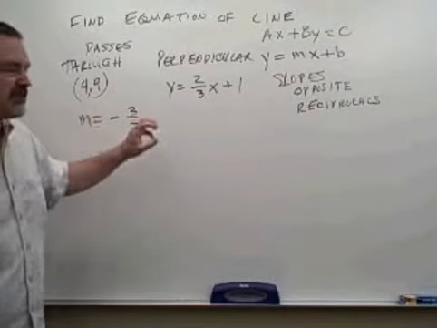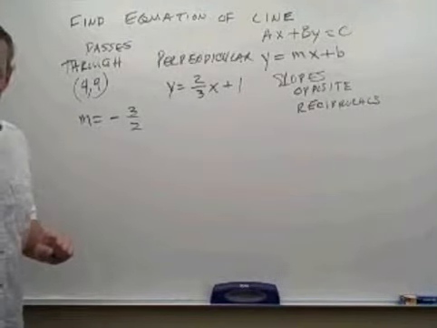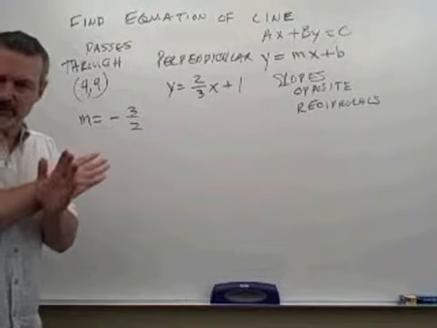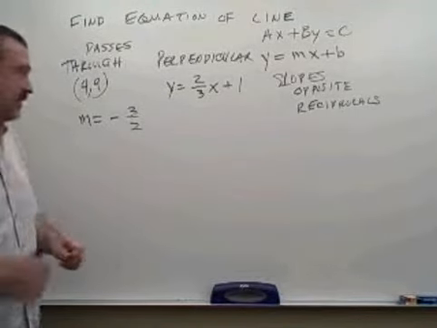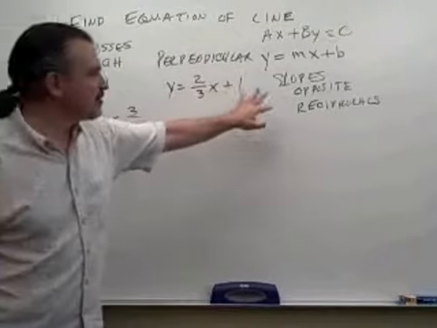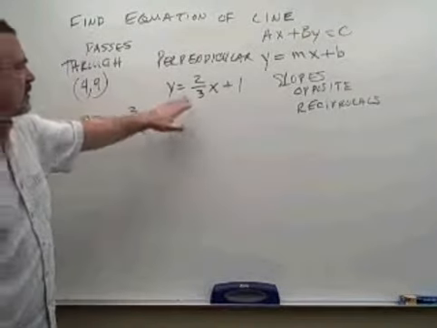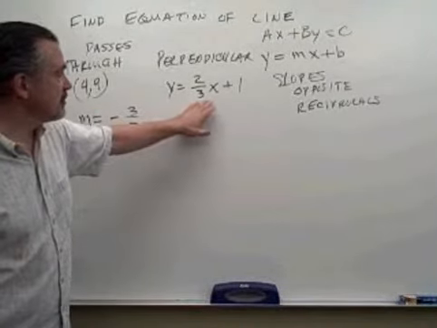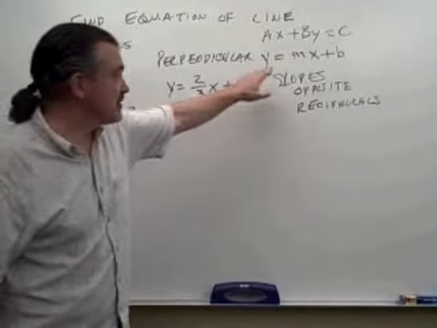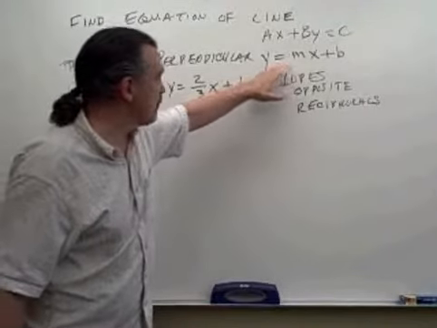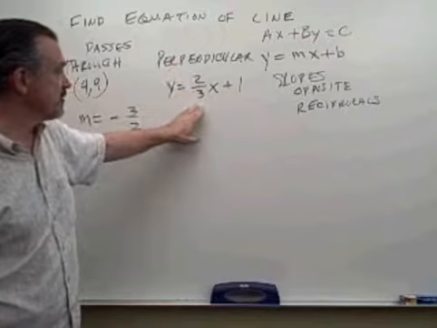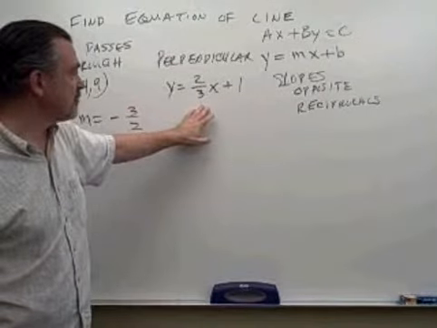The product of the slopes always makes -1. When you multiply the slopes of perpendicular lines, you always get a product of -1. Their slopes are opposite reciprocals. So the slope of this line was 2/3, and the reason I knew that is because the equation's in slope-intercept form, so the coefficient of x is 2/3. The slope of this line is 2/3.